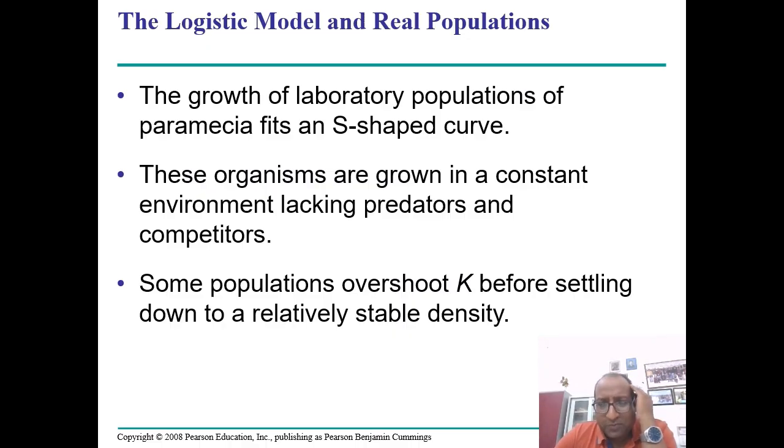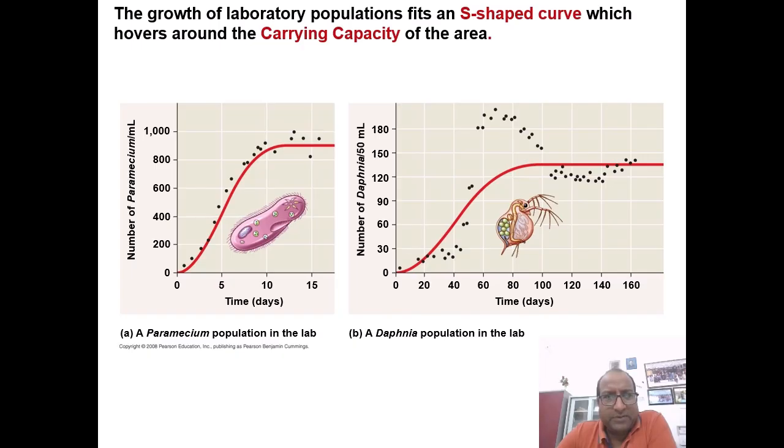Some populations overshoot K before settling down to a relatively stable density. It also happens in the logistic model that a few populations overshoot the carrying capacity for some unknown reason, and they do not reach a stable density. So you see, the growth of the laboratory population fits an S-shaped curve which hovers around the carrying capacity of the area. So this is the paramecium.